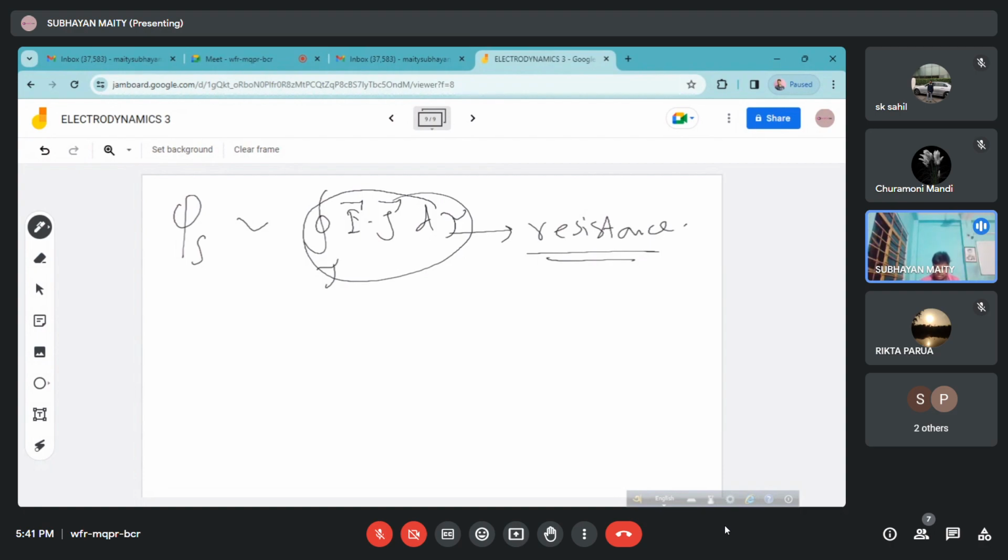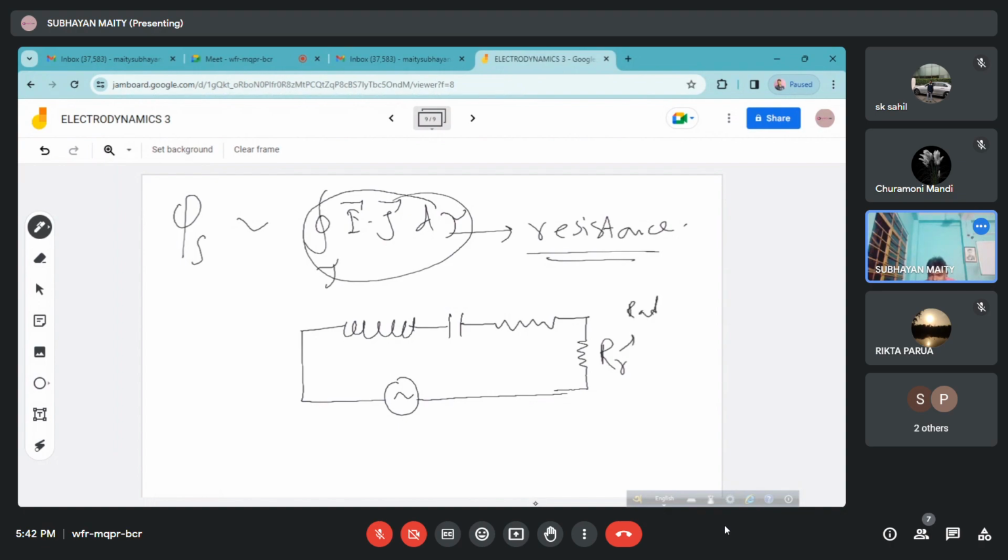Okay, so now the modified form of the circuit will be like L, C, R, this is an AC source, and another R. This R is R suffix R, and it is due to the radiation. So this resistance is called radiative resistance. Okay, so this is the modified form of circuit theory where we have an extra component, namely radiative resistance.